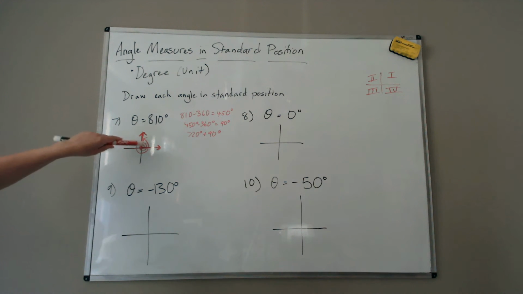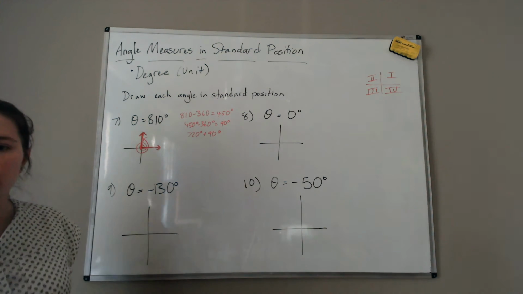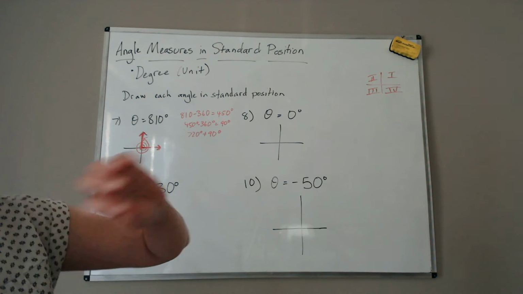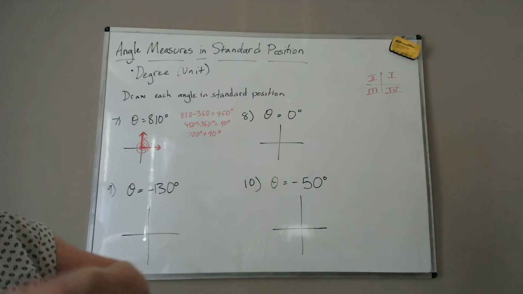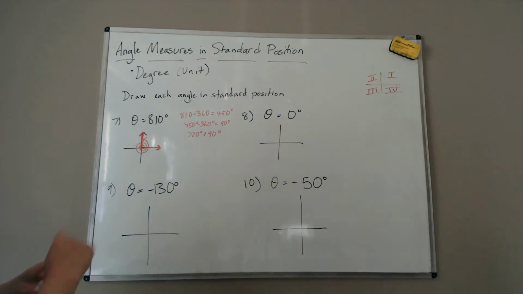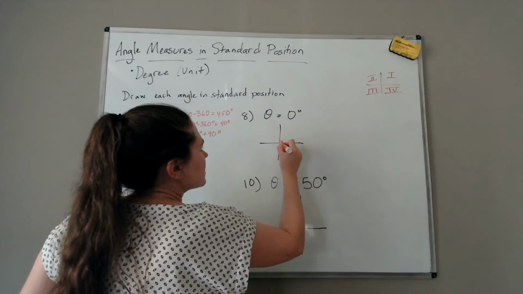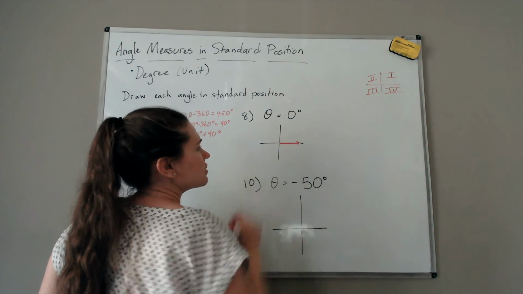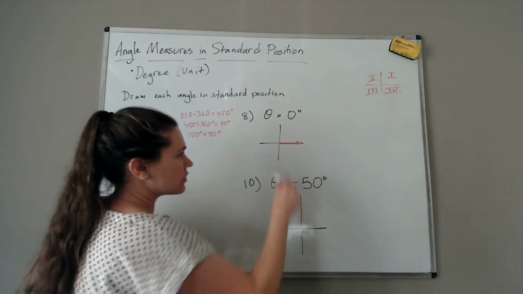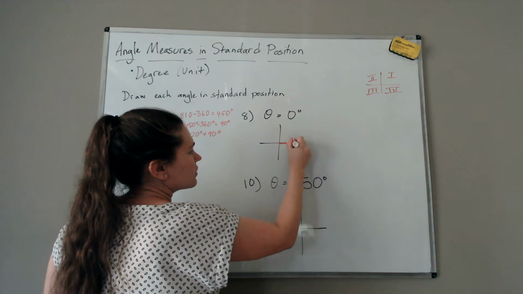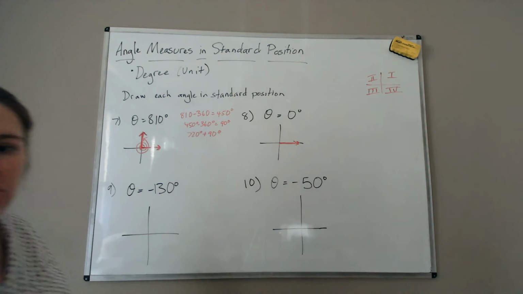But this rotation at least tells you that this angle was formed by rotating around 2 full rotations and then 90 degrees more. Theta is equal to 0 degrees, so that means there is no rotation between the initial side and the terminal side, so it would just look like this. The terminal side would be sitting right on top of the initial side.